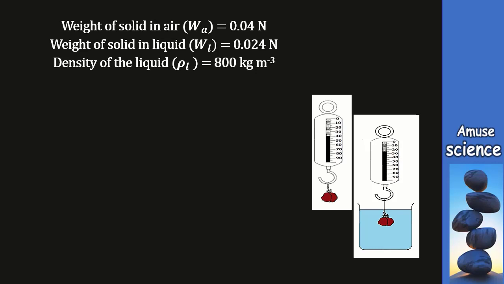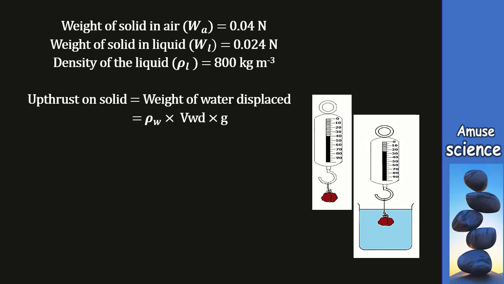And since the solid is being fully immersed in the liquid, we expect that upthrust will be experienced by the solid. So we can write that the upthrust on the solid is equal to the weight of the liquid displaced. And this is the first thing we have to know. We already know that the weight of the liquid displaced is given by the density of the liquid multiplied by the volume of the liquid displaced multiplied by the acceleration due to gravity.